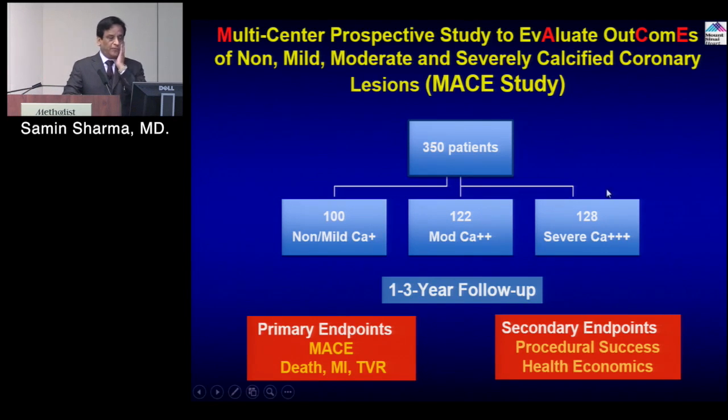We have sent this paper for late breaking trial for ACC. Haven't heard for that. So basically this was the number. Now I can tell you that severe calcium in United States, and we are talking about in 2015, how many patients are getting the atherectomy? Dr. Kleiman, what do you think?